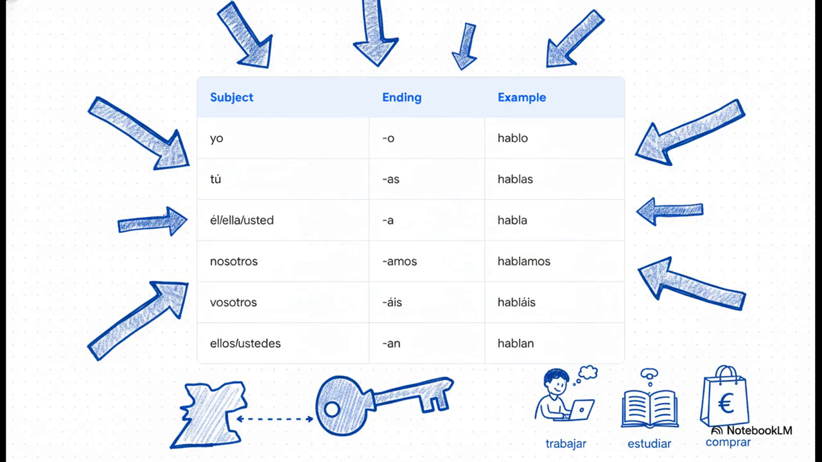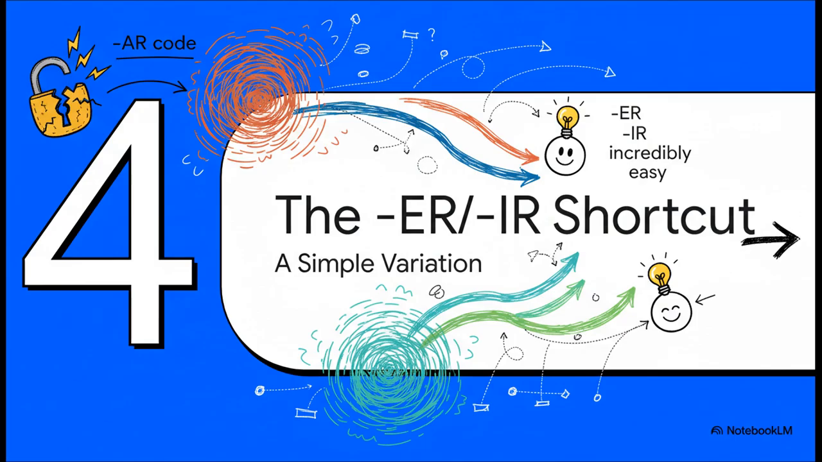And here it is, the whole pattern laid out for you. Those endings you see there, o, as, a, amos, áis, and an, these are the golden tickets. These are the only endings you need for any regular AR verb. We're talking about hundreds of common verbs like trabajar, estudiar, comprar. Seriously, by learning this one little chart, you've just unlocked a massive chunk of the Spanish language. It's a huge win. Okay, feeling good? Because what comes next is even better.